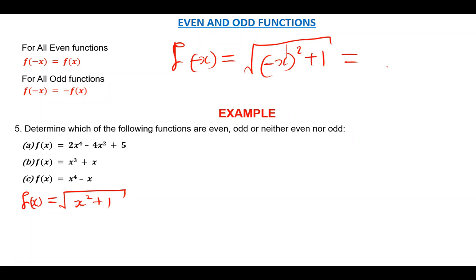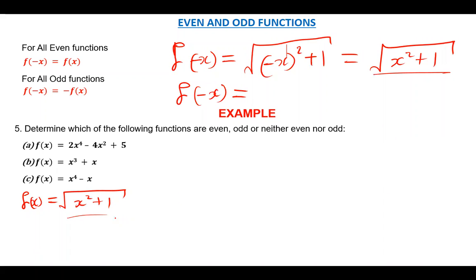When you simplify this, you still have x squared plus 1. So when you find f of negative x and you discover that the answer is exactly the same, this one and that one are just the same. So this one is equal to f of x, meaning the function is what? Is even. So you can also be given a function like this one, e to the power x squared.